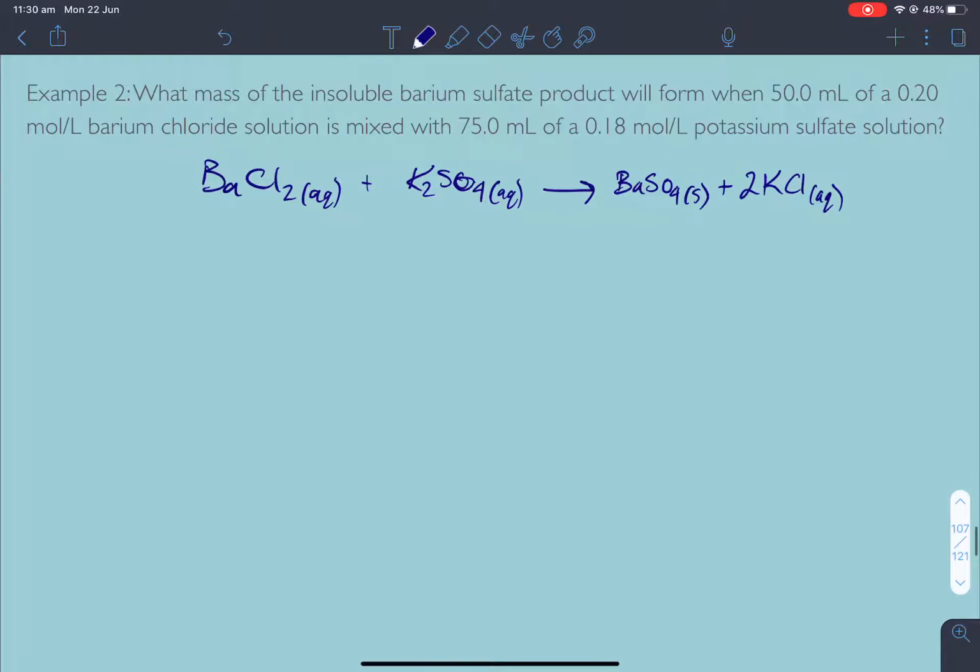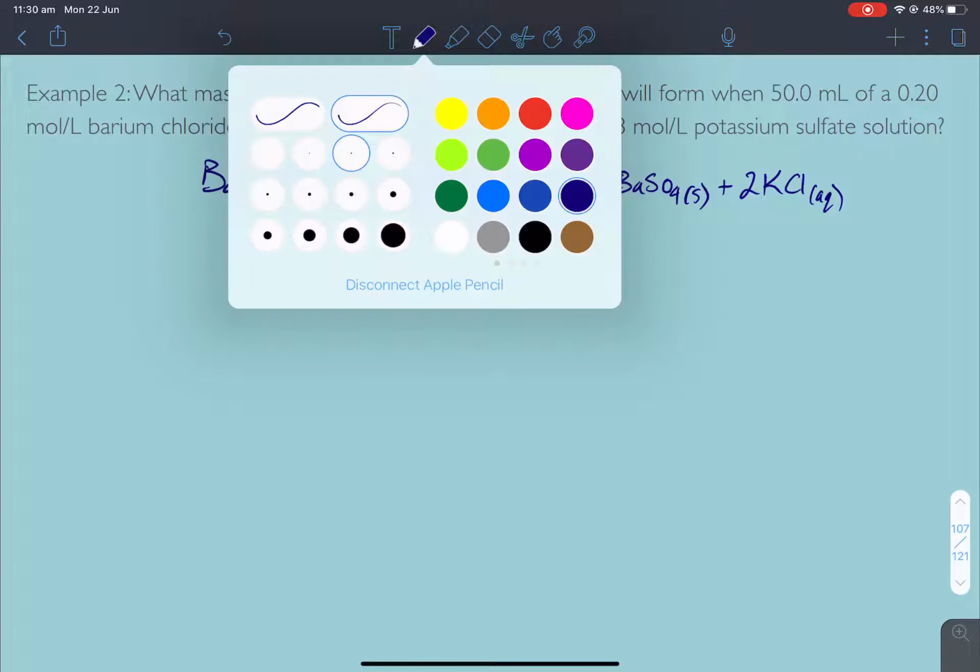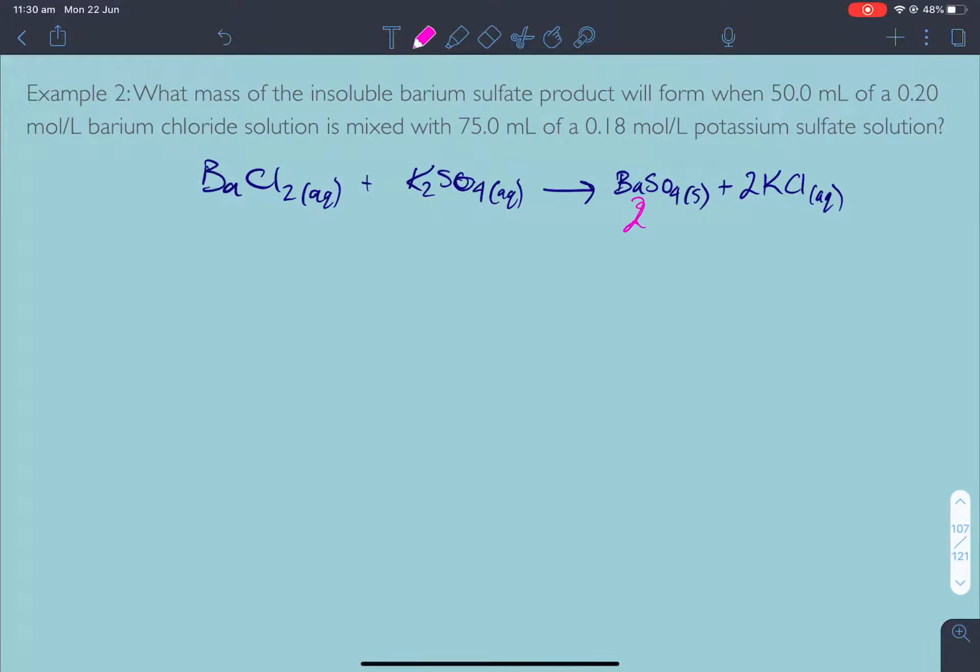Okay, so it's asking for a mass. Question mark. That's a better question mark. So it's given us how much? How much barium chloride solution? We've got 50.0 mL of 0.20 mole per litre. And the potassium sulfate is 75.0 millilitres, and it's 0.18 mole per litre.